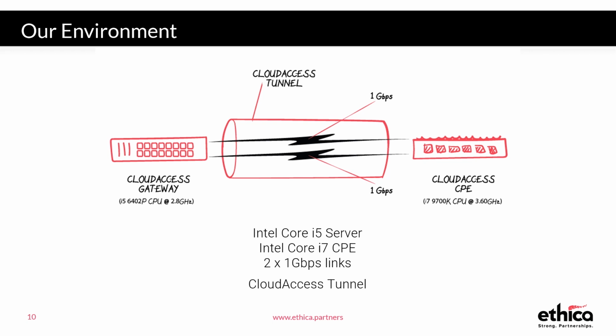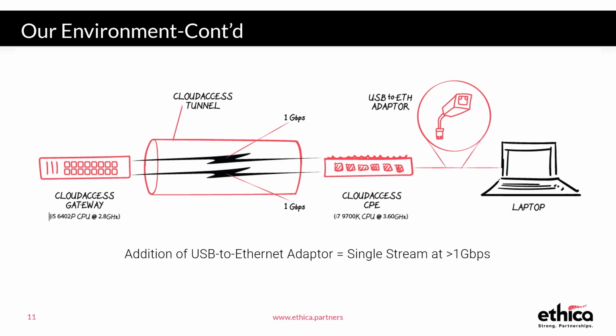We want to show you that these two boxes are able to handle over a gigabit throughput of connectivity. Between those devices, we've got two 1 gig connections, and we have wrapped our CloudAccess tunnel on top of those. We've taken that environment and we've actually adapted it slightly to be able to deliver more than a gigabit throughput to the customer's local area network.